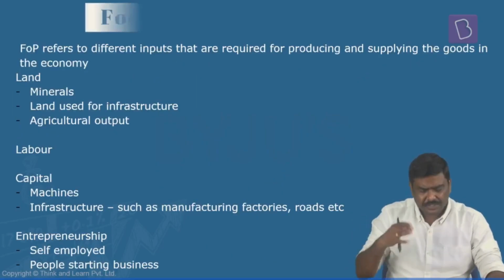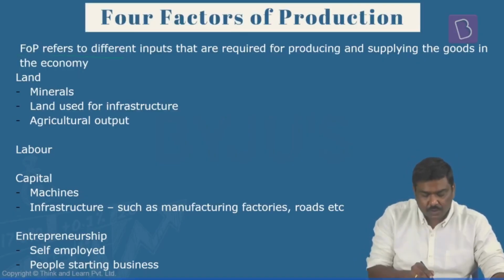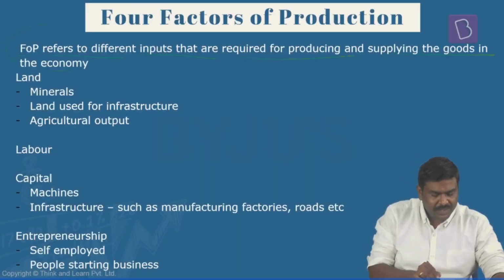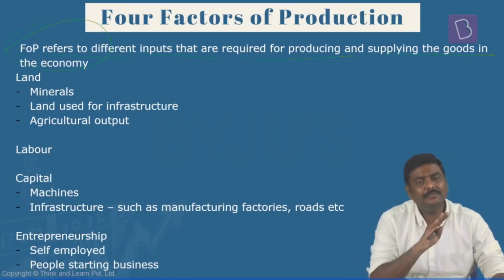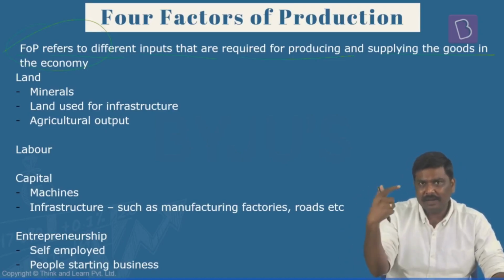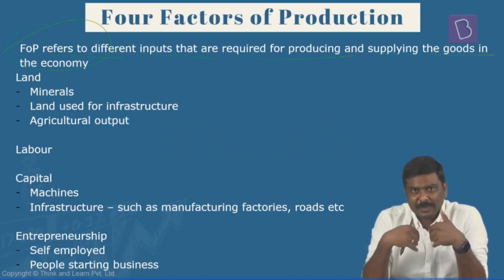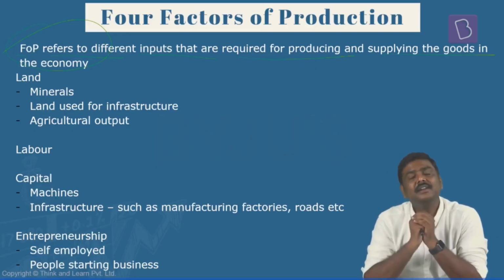Done? Now, beyond this, what are the important points here? The factors of production basically refers to the inputs that are required for producing and supplying the goods in the economy. We've already seen the definition. What are the four factors of production? Again, these four are land, labor, capital, and entrepreneurship. But earlier I've told you, within these four factors of production, there are different concepts. Let's try and understand this.